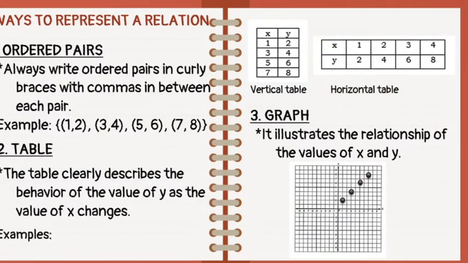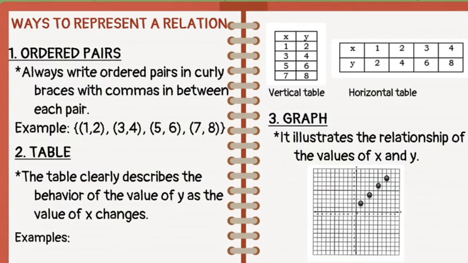Okay, so let's elaborate yung ways to represent a relation. So, ordered pairs. So, again, always write ordered pairs in curly braces with commas in between each pair. So, kapag ordered pairs yung susulat natin, kailangan curly brace muna, tapos yung ordered pair natin, naka-parenthesis, at may comma siya. So, ayan. So, 1, 2, may comma siya, tapos comma ulit sa labas, bago yung sunod ulit na ordered pair.